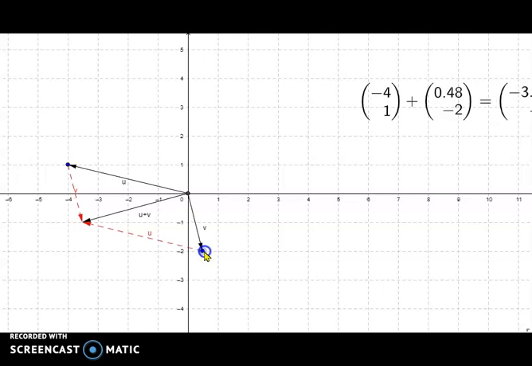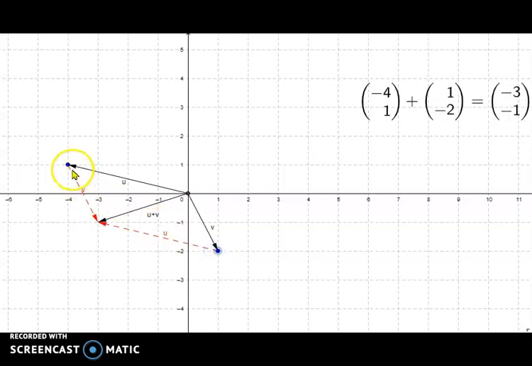If your v is here, that is negative 4, 1 plus 1, negative 2. So negative 4 plus 1 is negative 3, and 1 plus negative 2 is negative 1. So you have this vector, negative 3, negative 1. This is the sum of the two vectors.